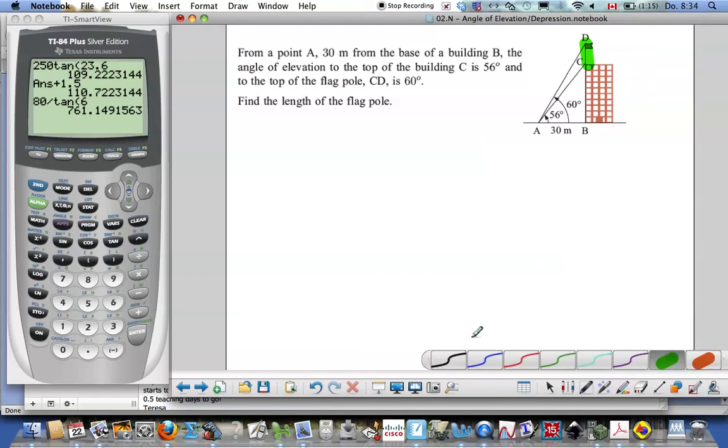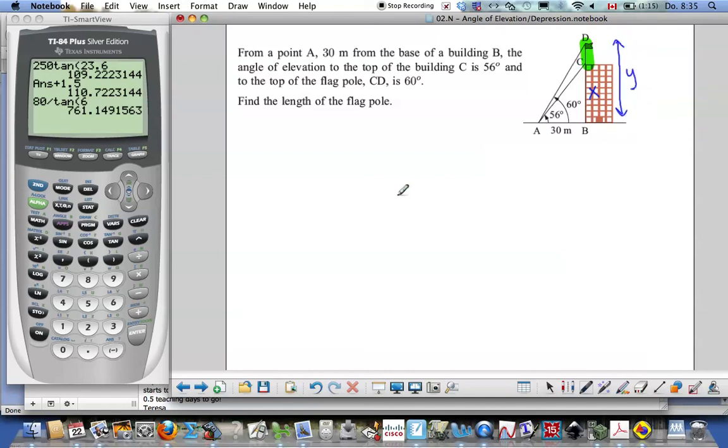We're going to need two triangles here. We have one triangle with 56 degrees, which goes to the top of the building, and one with 60 degrees all the way to the top of the flagpole. So if we find that side length for both of those triangles, we can subtract them. That's our strategy. Okay, so let's set it up.